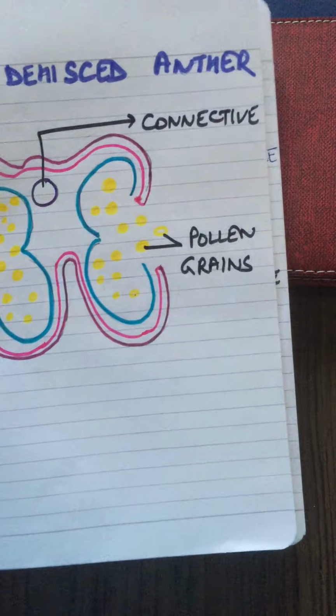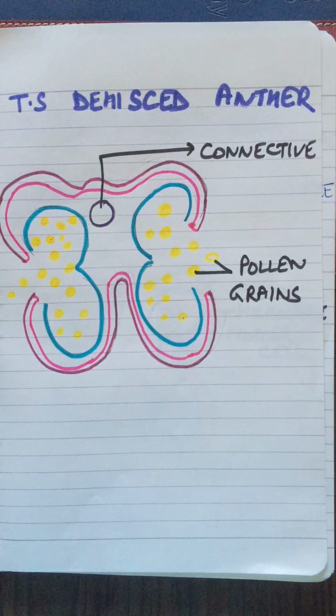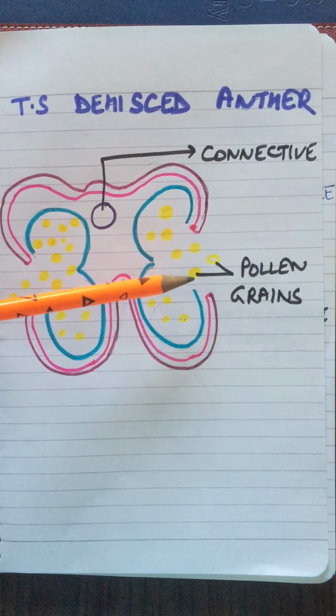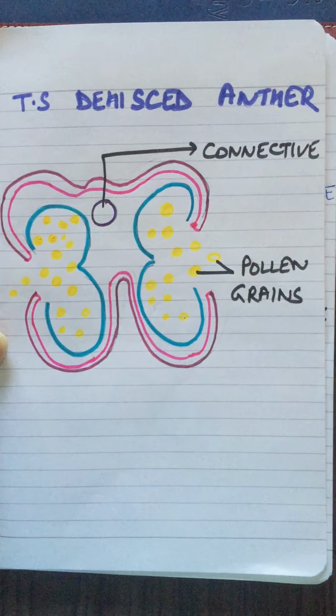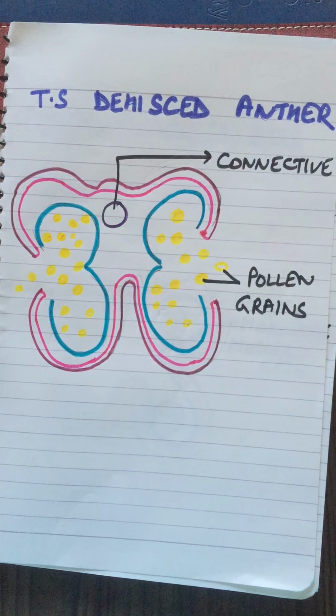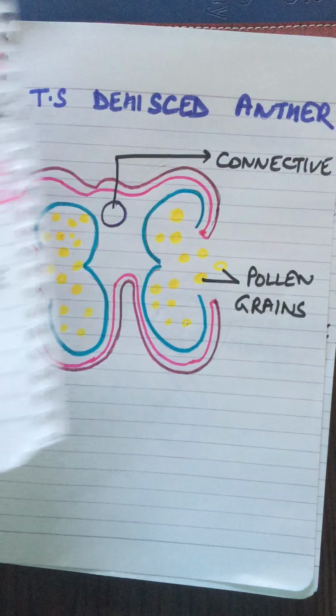Now TS of dehisced anther. Dehisced anther means the anther has split up and pollen grains are released. But before that, I would like to tell the functions of these wall layers.